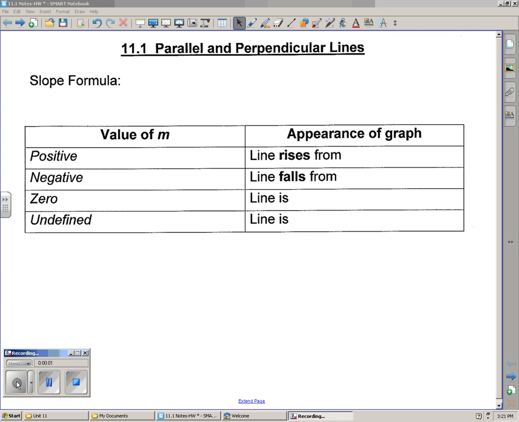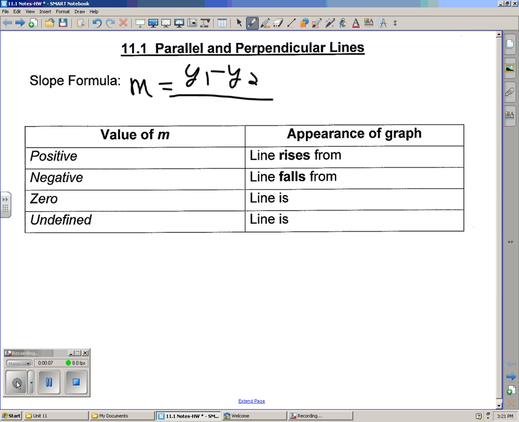Here we go. Slope formula, review. The slope of a line is the change in y's over the change in x's. Again, it doesn't matter which point you start from, just be consistent.